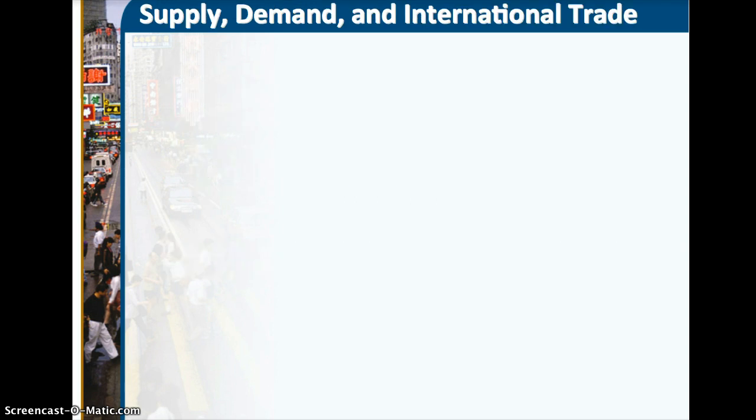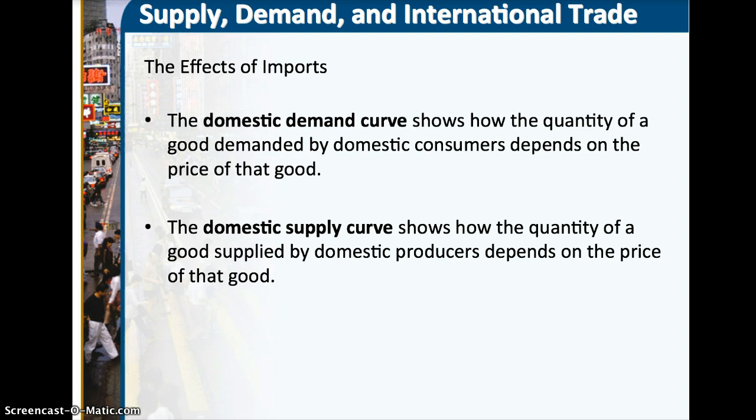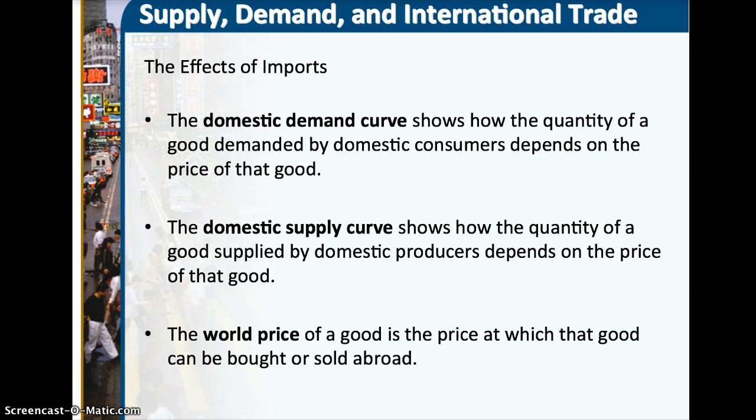Supply, demand, and international trade. Let's analyze the effects of imports. The domestic demand curve shows how the quantity of a good demanded by domestic consumers depends on the price of that good. The domestic supply curve shows how the quantity of a good supplied by domestic producers depends on the price of that good. The world price of a good is the price at which the good can be bought or sold abroad.